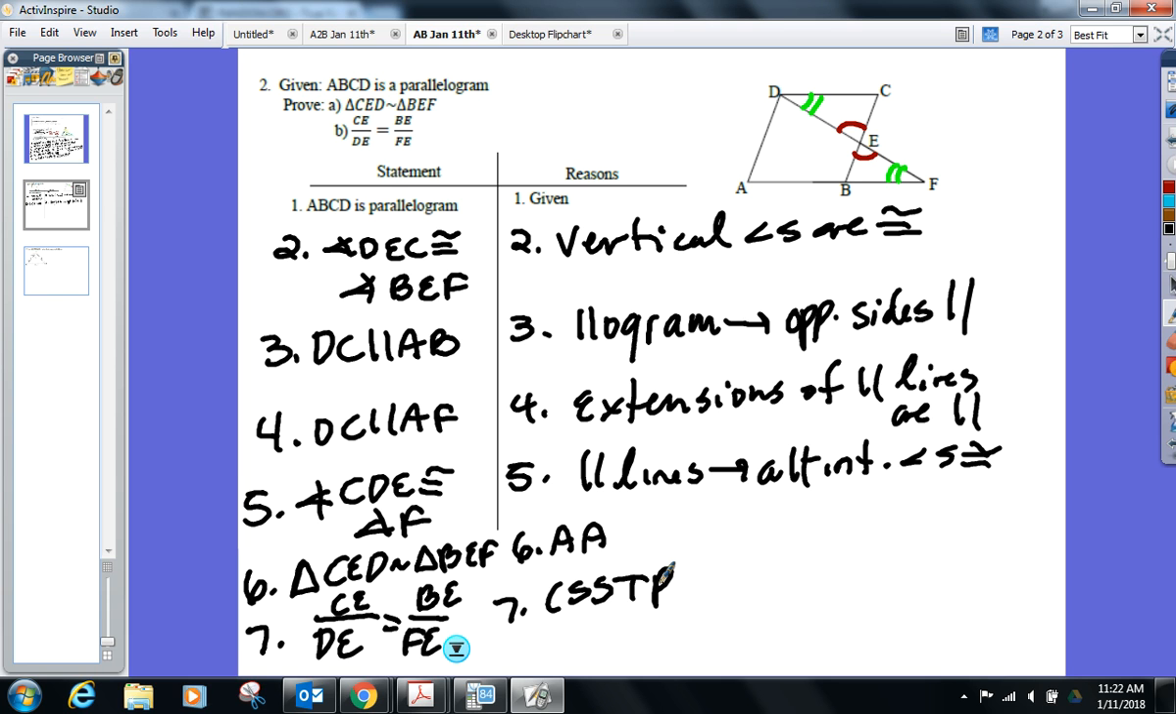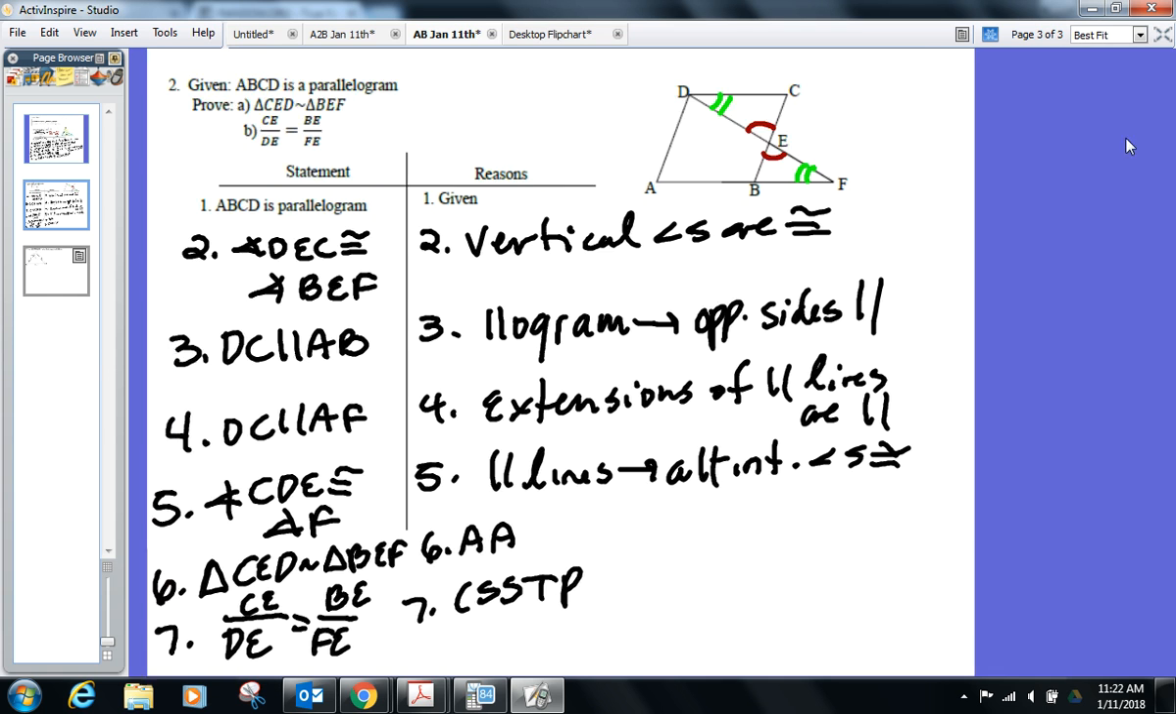Everyone feel comfortable with these proofs? This could be a proof tomorrow on the quiz. You ready to do a little more algebra? Got the calcs ready to fire it up? There's some extras up here if you need them. Here we go. Let's get it fired up.